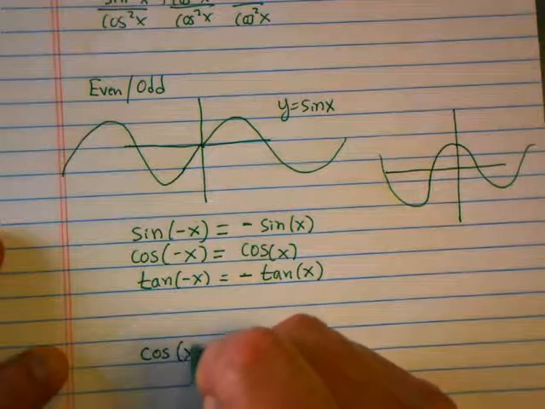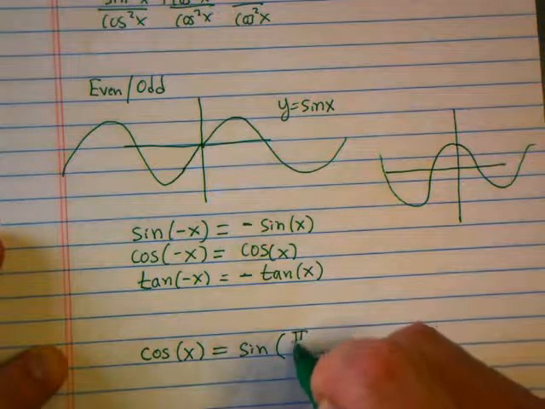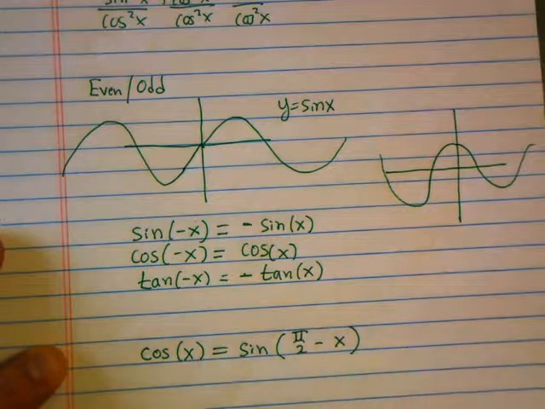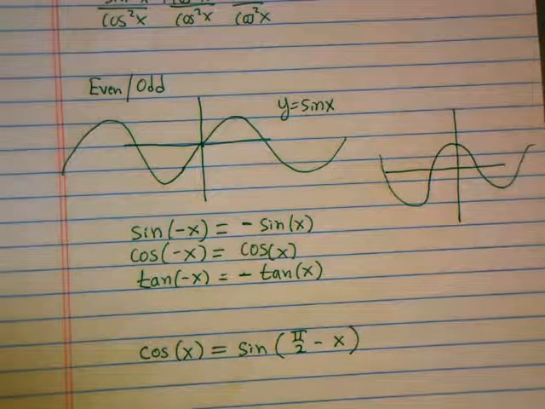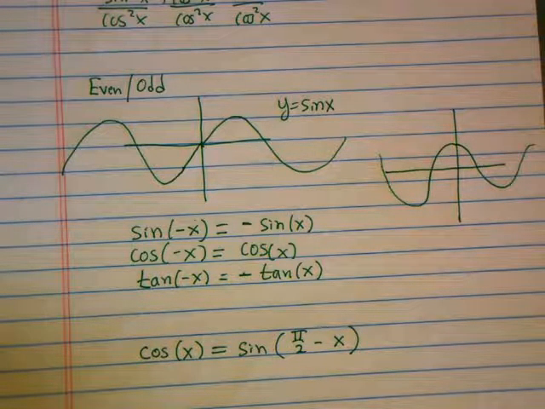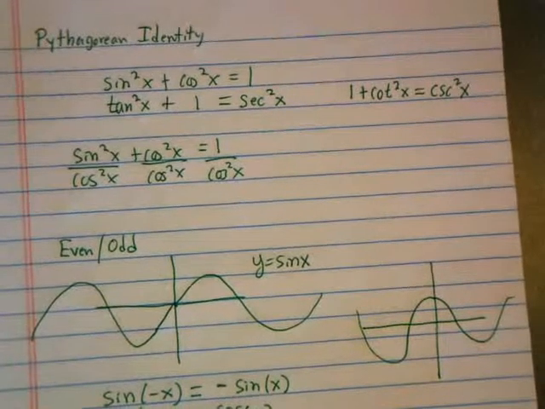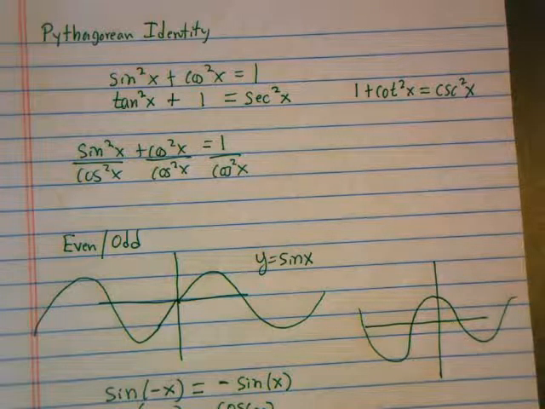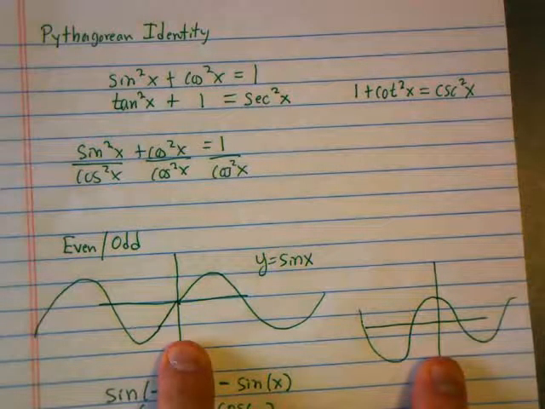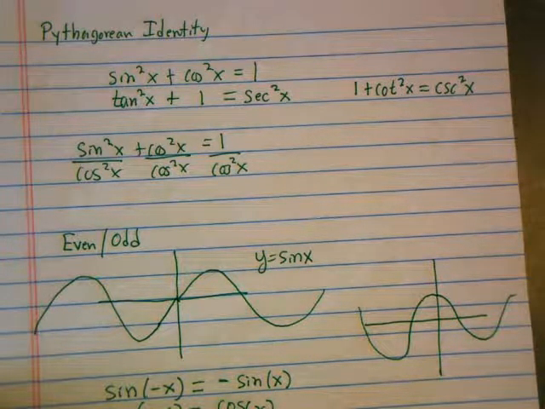Cosine of x is the same as sine of pi over 2 minus x. What's that all about? Well, there are two ways to think about it. Can we think about it the way that we used to do the graphs? That was the first way. That's why I pulled the graphs back up. Here's my sine graph. Here's my cosine graph. How are they different? Well, they're shifted.